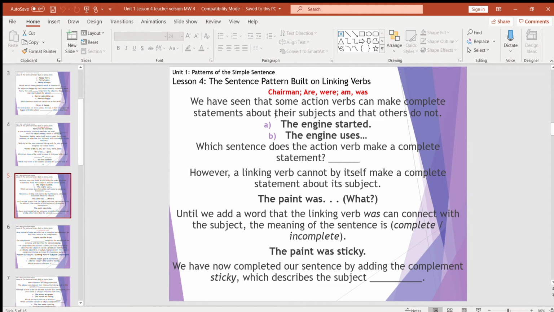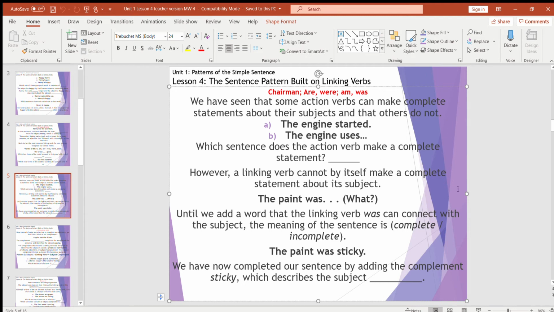So like the engine started is fine by itself, but the engine uses, we need a direct object there. So which sentence does the action verb make a complete statement? I already kind of just told you. Which one was a full sentence? Oh, look at that. A. A was a full sentence, whereas B, like I said, needs more information.